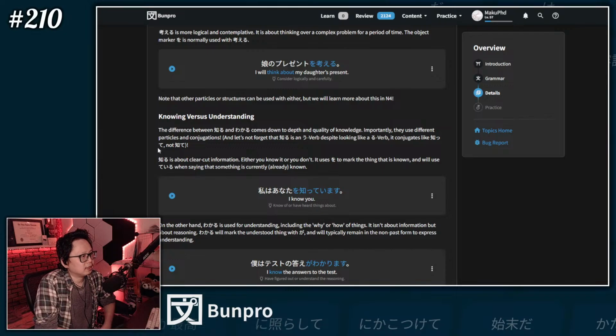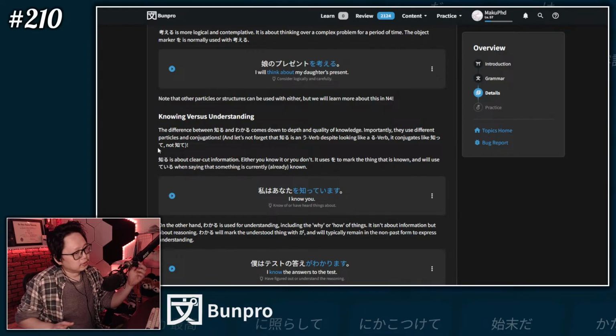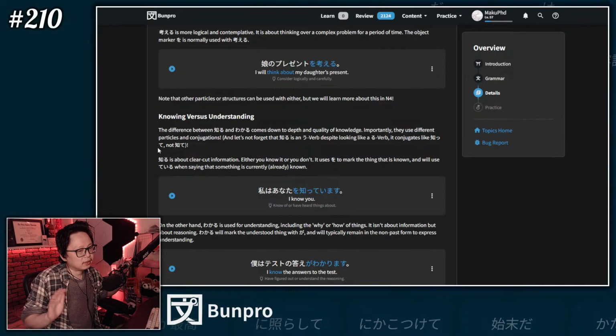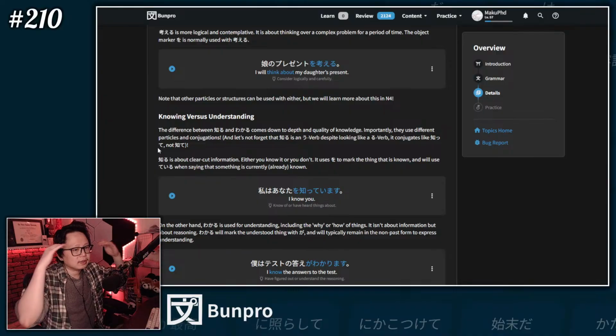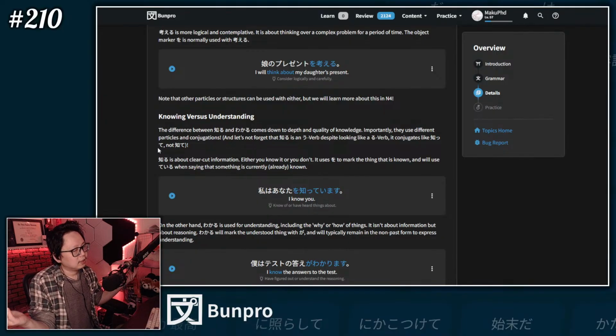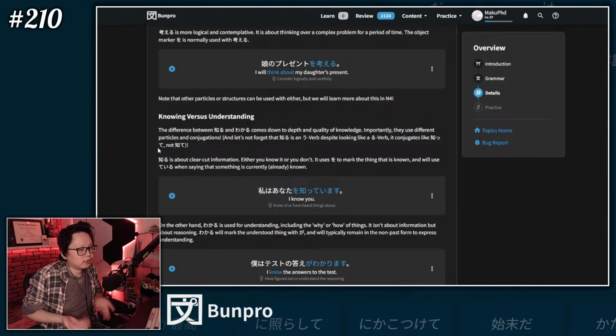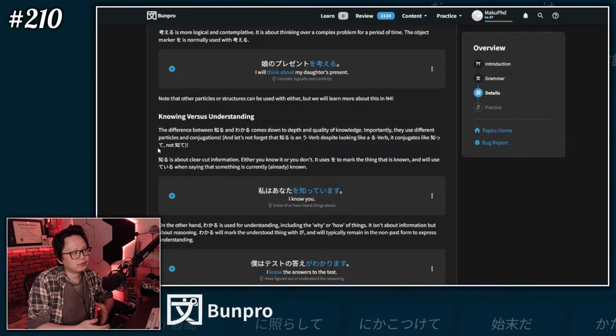Shiru is about clear-cut information, right? The objective, observable, it already happened. I treat English very similarly. When someone says they know, it means that they might have witnessed it. As in, it exists. Something is concrete. You know something. You know a fact. Obviously, you could also understand the fact, but generally speaking, the word know is used for observable things. Either you know it or you don't, right?